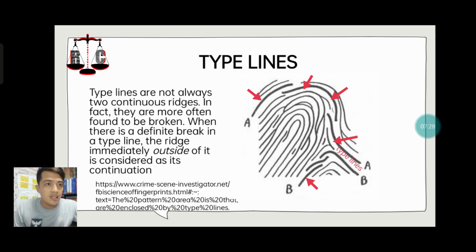As shown in the illustration, I highlighted the ridges that are outside, outside of your divergence A and B. So for divergence ridges A and B, the outside ridges are what we consider as the continuation. Therefore, once we have determined the typelines, it is easier to determine our delta and, of course, to determine the pattern area, whether it is a loop or a whorl.